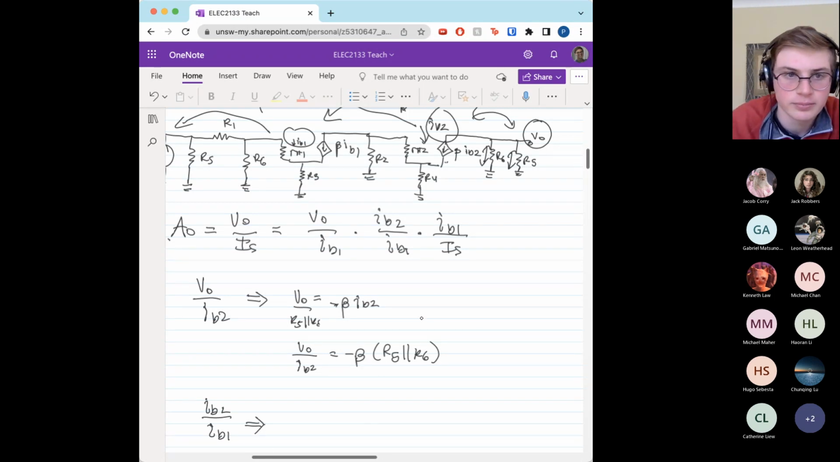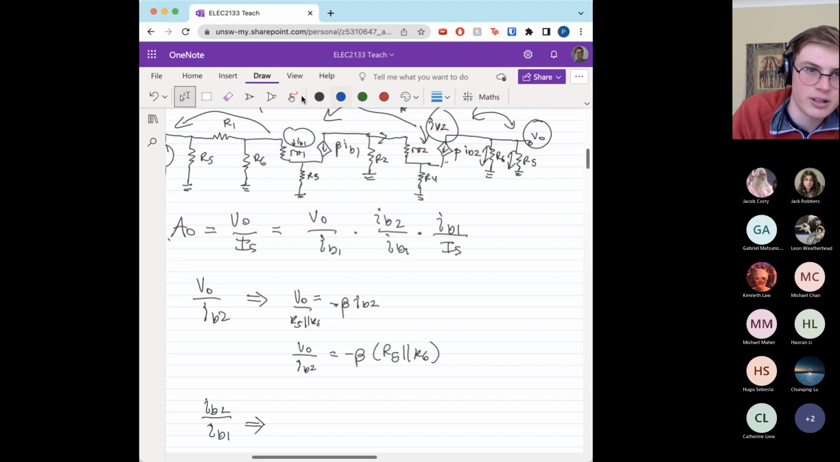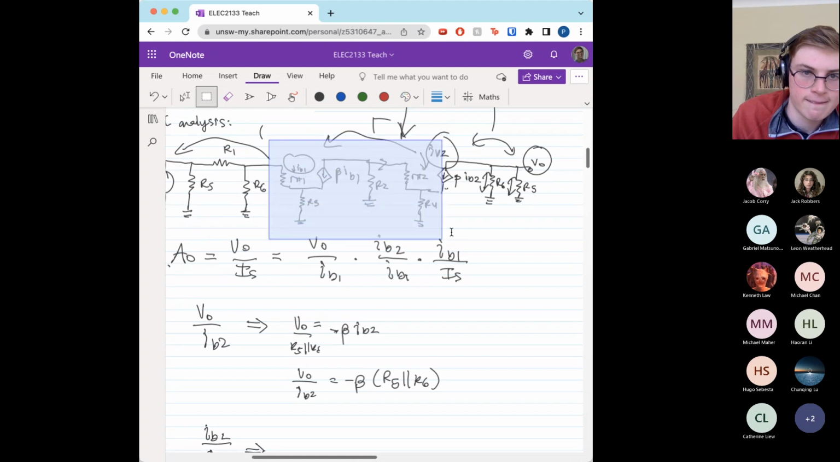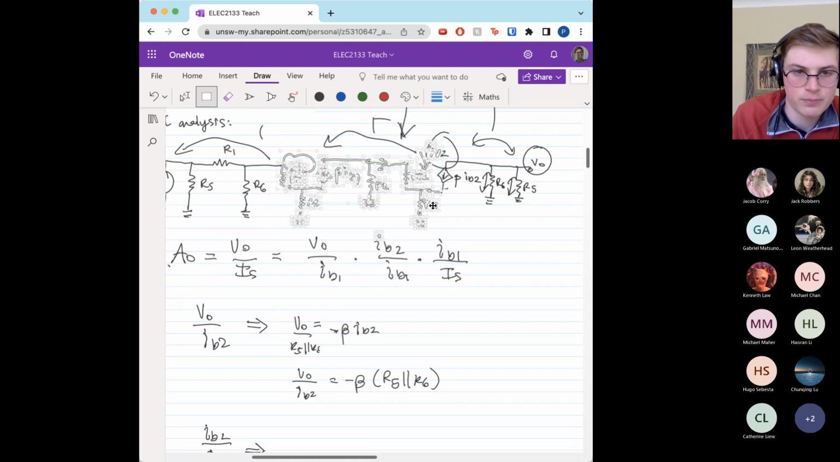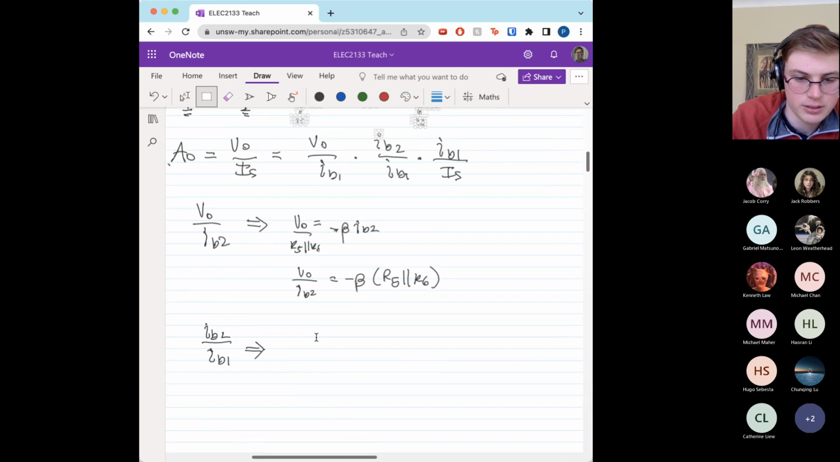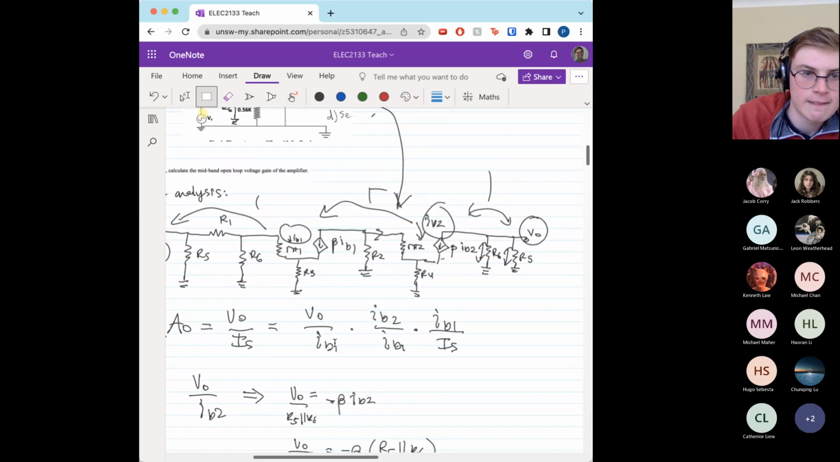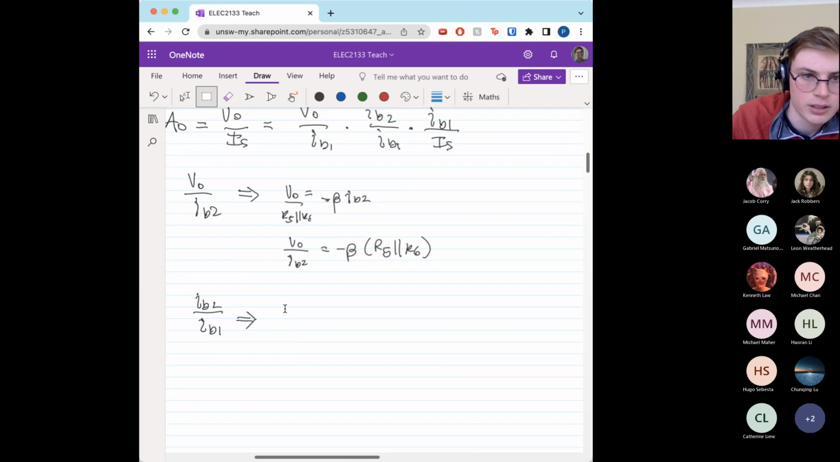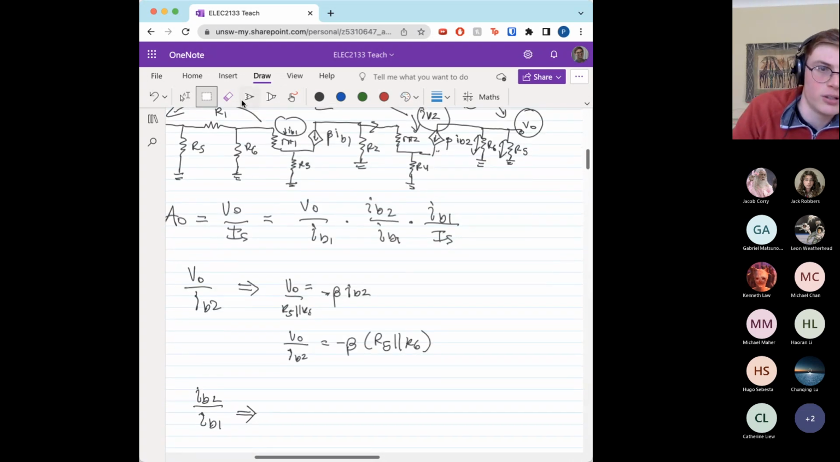So IB2 is here. It's the current flowing through this node. I'm just going to highlight this little section. Let's see how we go. Did that work? Don't think that worked. Okay, I'm just going to redraw it.